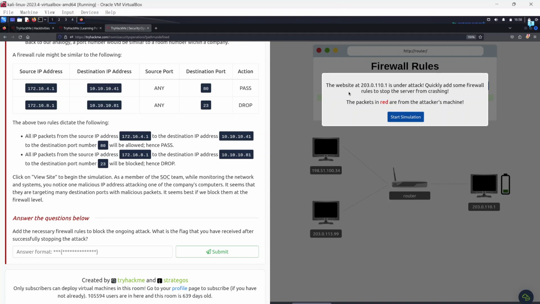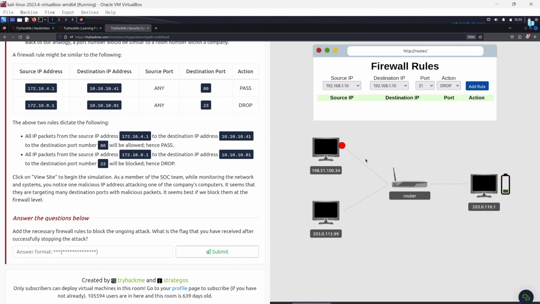Alright, we're going to simulate this. The website at 203.0.110.1 is under attack. Quickly add some firewall rules to stop the server from crashing. The packets in red are from the attacker's machine. So for a start, it's basically using a firewall rule to block the attack. We see this is the malicious computer, 198.51.100.34. I'm just going to drop, add the rule and see.